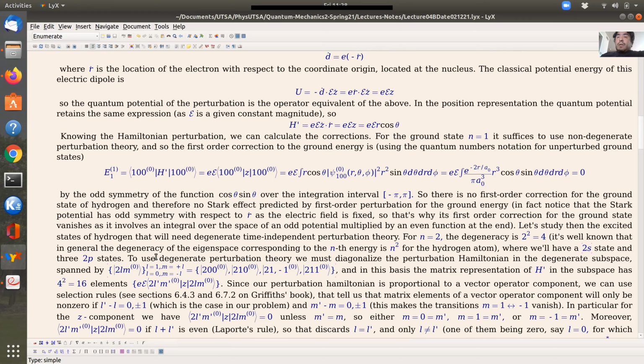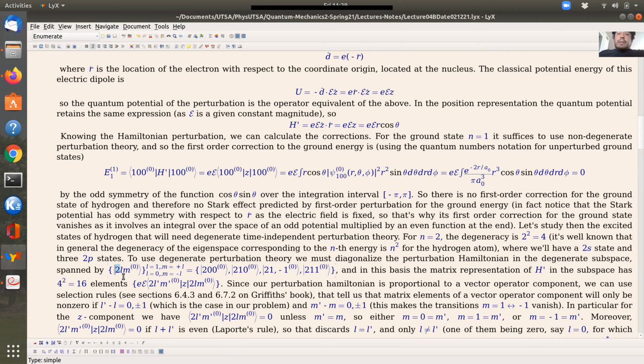So again, we're just trying to fix ideas, and remember that in degenerate perturbation theory, the mantra is to diagonalize the perturbation Hamiltonian in the degenerate subspace. Now, what is the degenerate subspace, right? And that is what we're trying to say. So it has dimension 4. So we propose a basis in terms of all the unperturbed states that are in this degenerate subspace, and they are of this form.